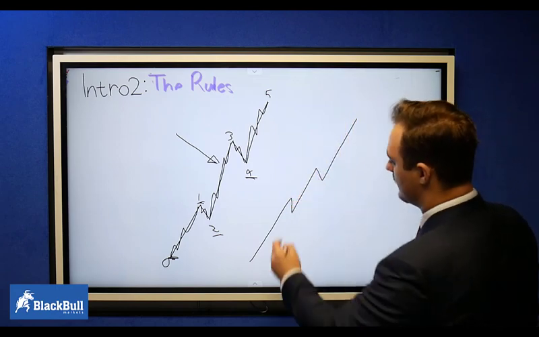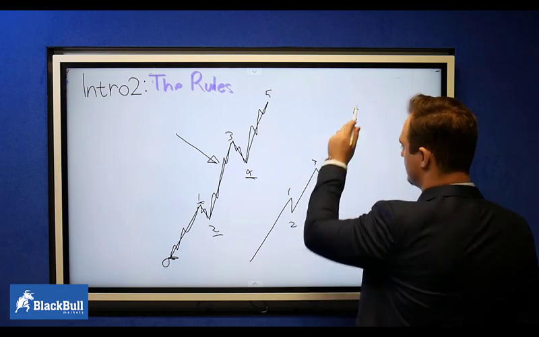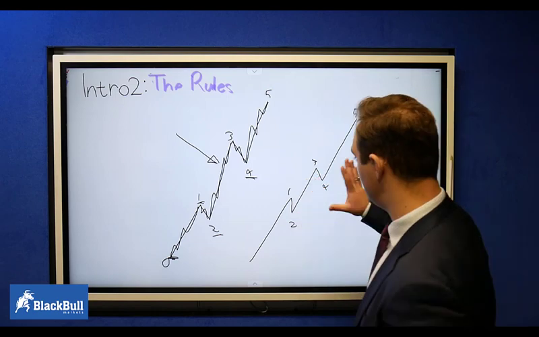We can't see 1, 2, 3, 4, and 5. This is not a proper wave count, okay? There's another way to count this wave, so let's have a look into this.